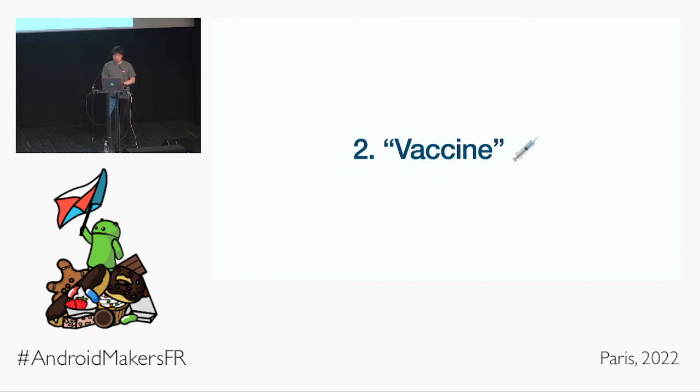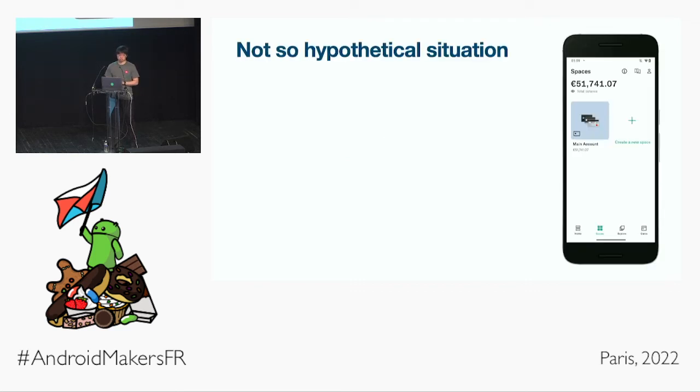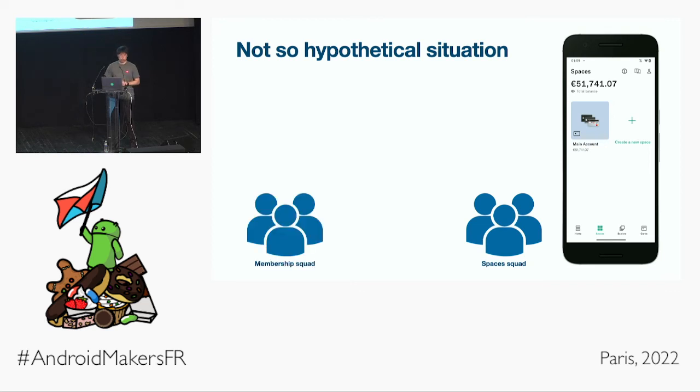So now I will talk about vaccine. What is vaccine? Imagine this situation, not so hypothetical. You have this screen that is owned by the space team. My team, membership, is not space. So my membership squad wants to add this component in this screen, in the space screen. Why? Because the user has a bunch of money, and it would be really nice to show this card that can promote them to be a premium user, because this is a standard user.